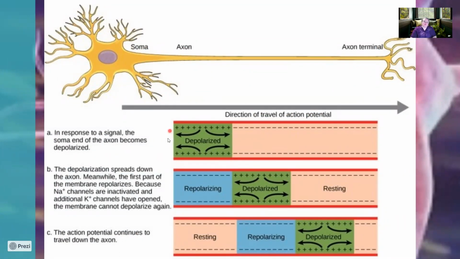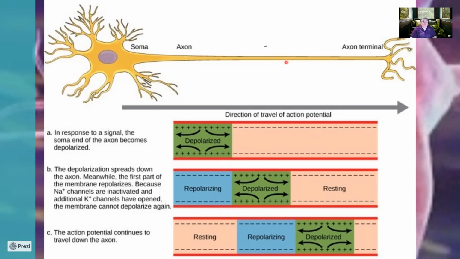This part of this figure just highlights for us again those different steps of depolarization to repolarization and then again to resting. So in response to a signal or a stimulation, the soma end of the axon, which would be up here by the cell body, becomes depolarized, and the depolarization spreads down the axon. The first part of the membrane repolarizes because the sodium channels are inactivated and additional potassium channels have opened. The membrane cannot depolarize again.